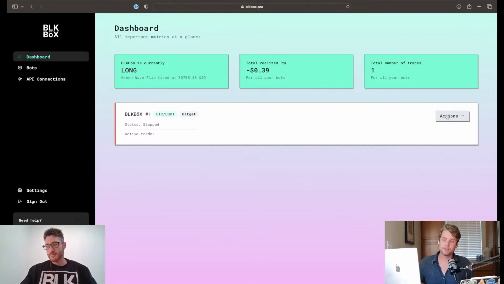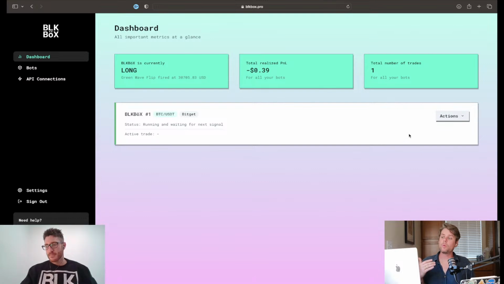So we go over to Actions. And we start the bot. So now the bot has started, okay? And when the bot has started, it is scanning for signals. So it's listening for signals. And when the next alphanumerics signal fires, it'll deploy capital, whether it's long, short, or whatever.